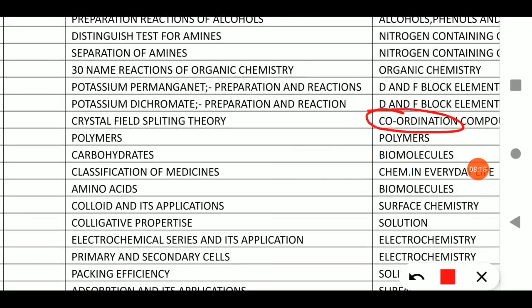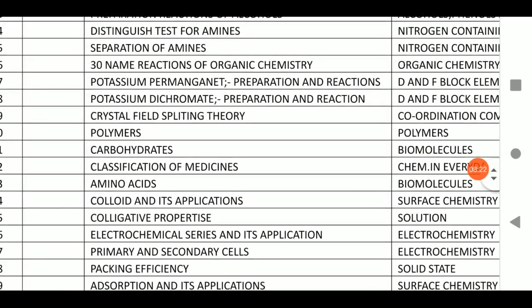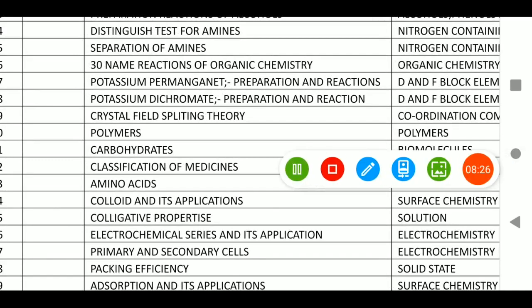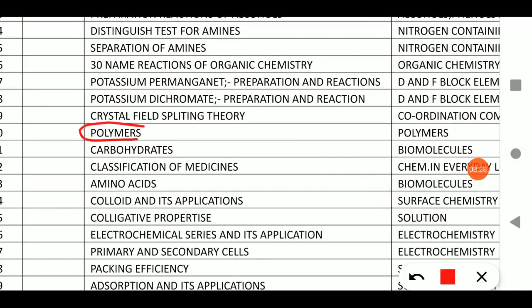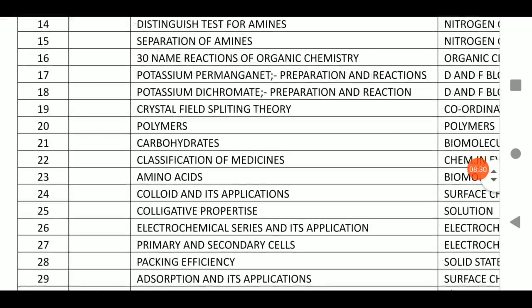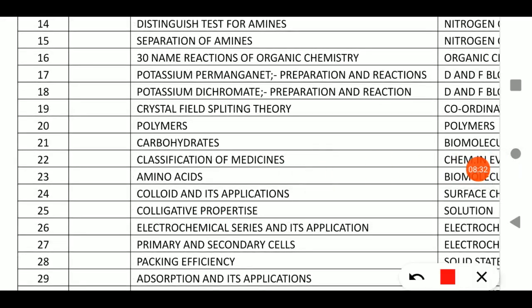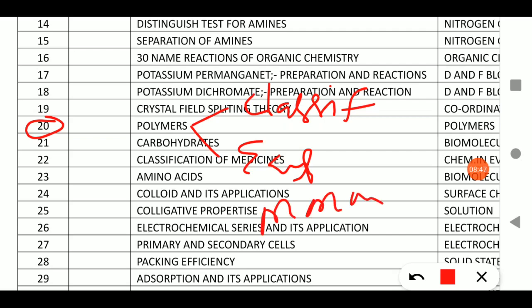I think it is chapter number 9 or 10, something like this. Coordination compound is just before organic chemistry. And now polymer. So this student understand the concept. Roll number 20, listen carefully. In polymer you will write classification of polymer, and example of polymer with their monomer unit and uses.